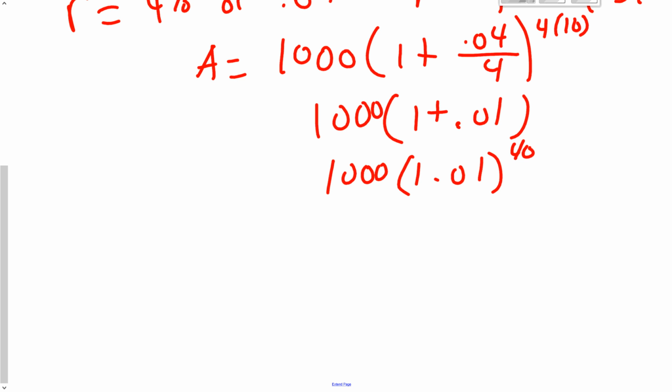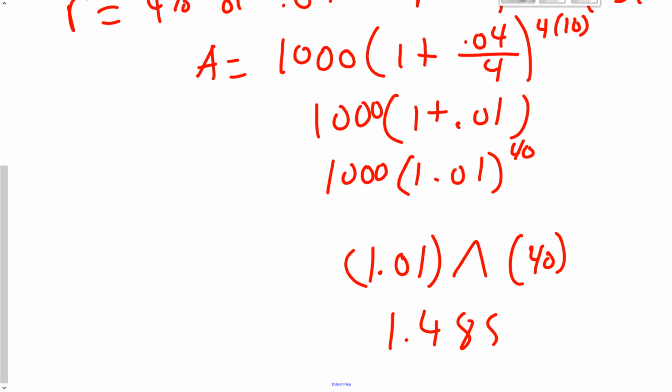And then we can take 1.01, and on my calculator I can push this hat button, and then type in my 4. I could do my 4 times my 10, or I can just do 40, right? And so that gives me a number that is 0.48886, and then if I round it, I'm leaving out some money. So I want to keep that in there before times my 1,000.